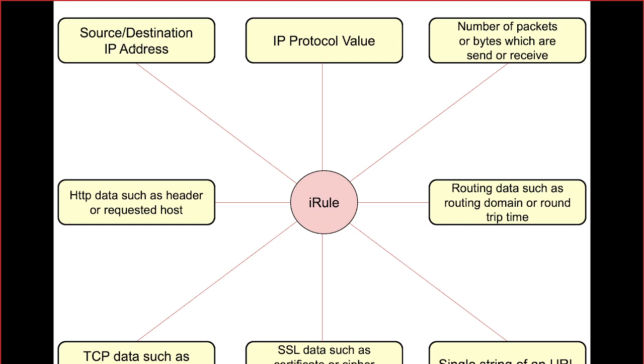I can identify the source or destination IP address. I can identify them using the protocol value and the number of packets or bytes which are sent or received. You can match anything. You have to be proficient enough, understanding the application, what all the statuses are, what information is going to be exchanged. Only then can you be very comfortable with iRules. I can say a string of a URL. You can say anything which is going to be called within your iRule.